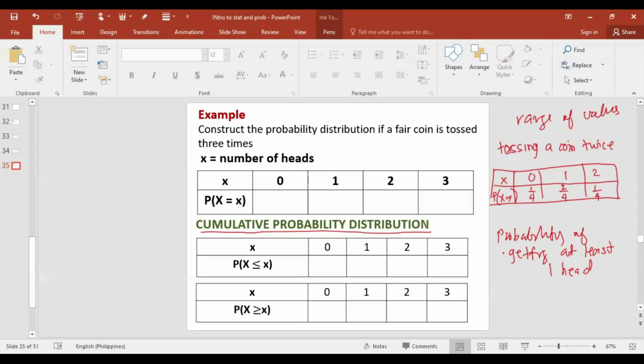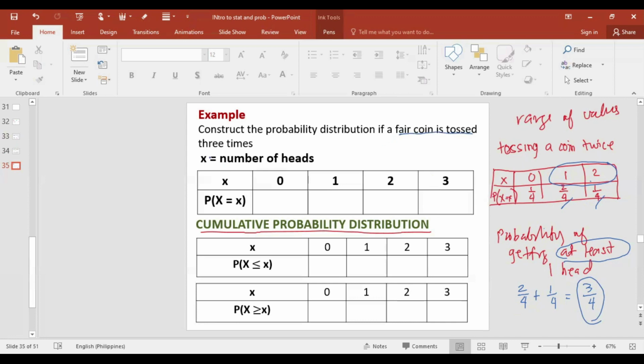Since the keyword is at least, it means that these outcomes are included kasi may at least 1 head. Kasi when we say at least, ibig sabihin siya yung pinakamababa. So pwede pang tumaas. So kasali yung 2. So to get the probability of getting at least 1 head, you have to add this probability and this probability. So 2 over 4 plus 1 over 4, we get 3 over 4. The probability of getting at least 1 head is 3/4. I hope you're getting my point.